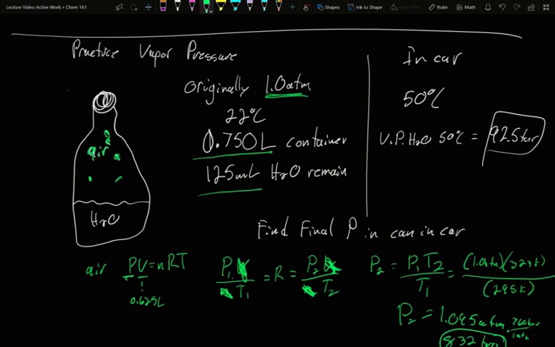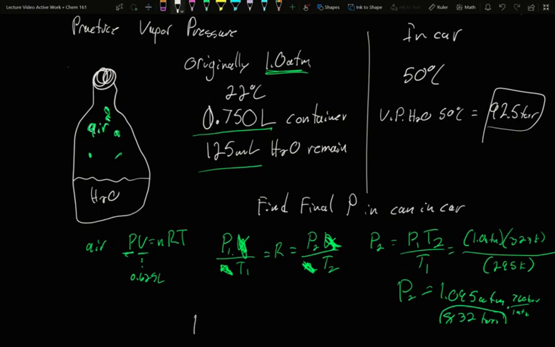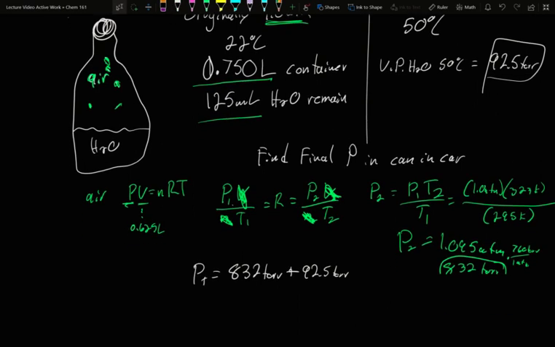Since our vapor pressures are in torr, it helps to be in torr. That means my total pressure is going to equal 832 torr from the gas that was already there, plus 92.5 torr from the water vapor. Since the water vapor pressure is based on temperature, there's no adjustment needed. That is just what it is at this temperature. And so our total then becomes 924.5 torr.